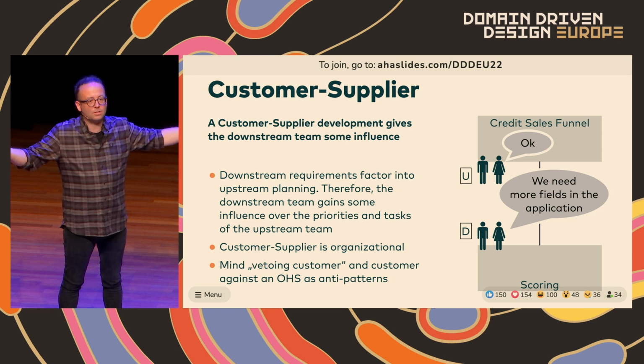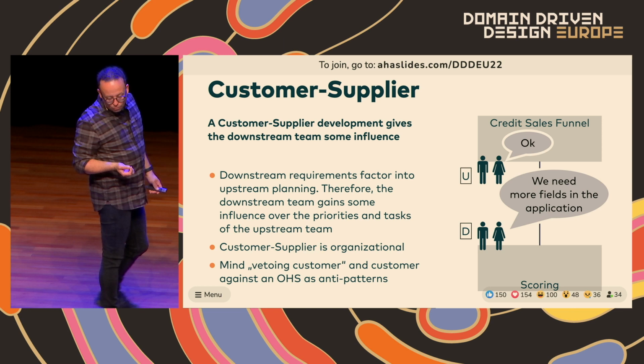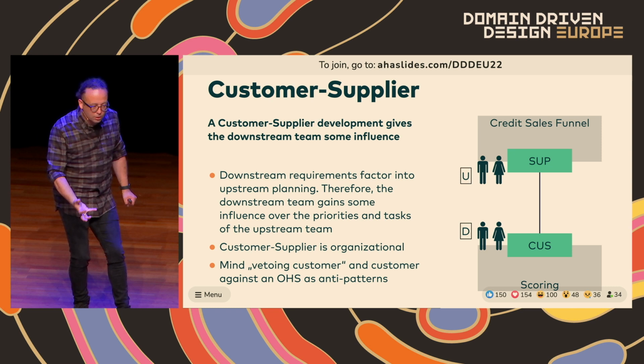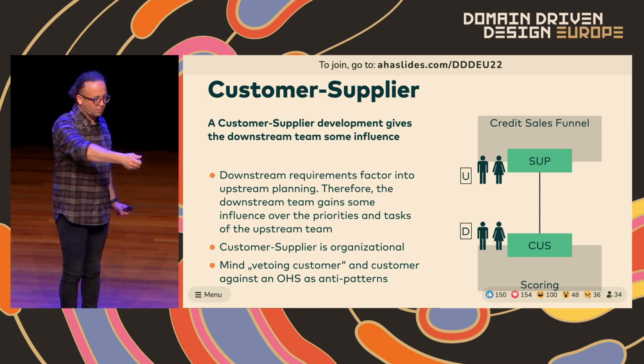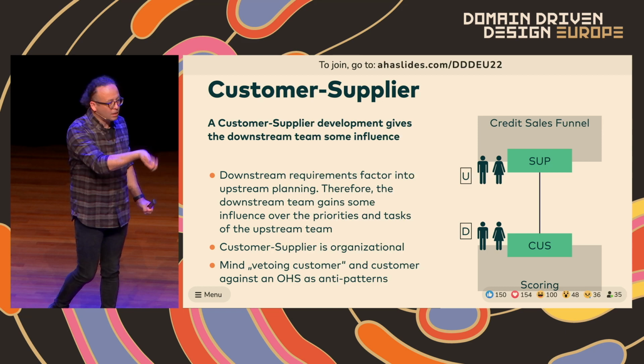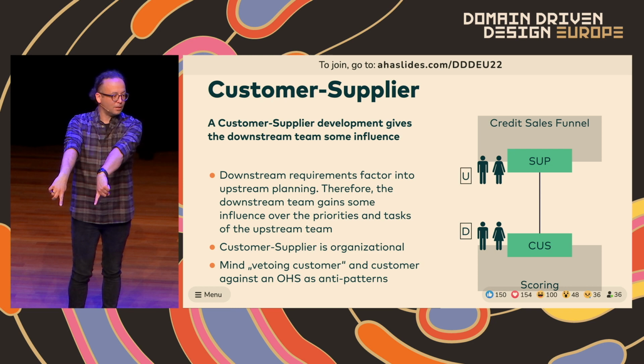So with the customer-supplier relationship, we grant the downstream team a certain degree of influence on the planning of the upstream team. So we strengthen their position a little bit. This is not a technical pattern. This is an organizational pattern. You can't see this pattern in code. However, there is also an anti-pattern variant to that.